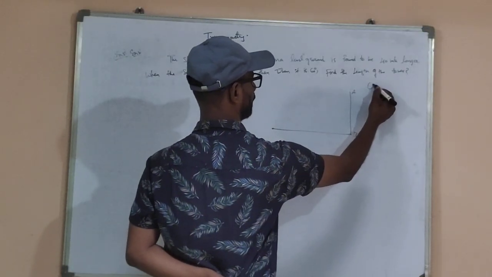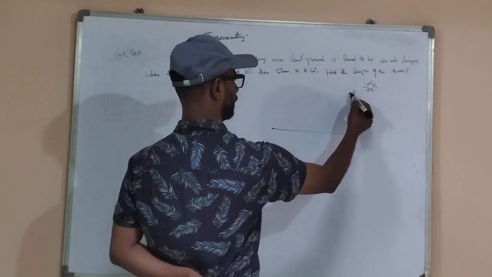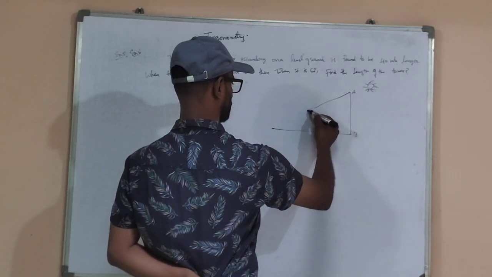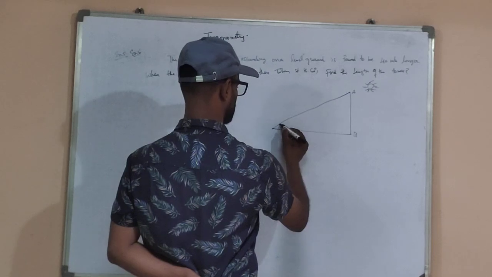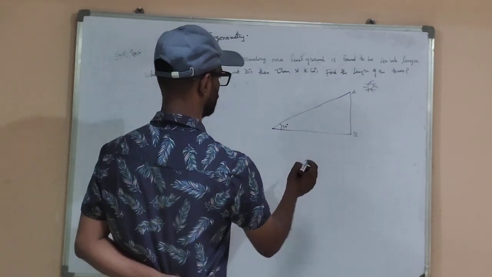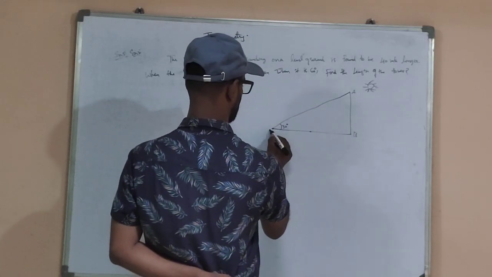So here is the sun. The shadow is at 30 degrees. Maybe this is C.